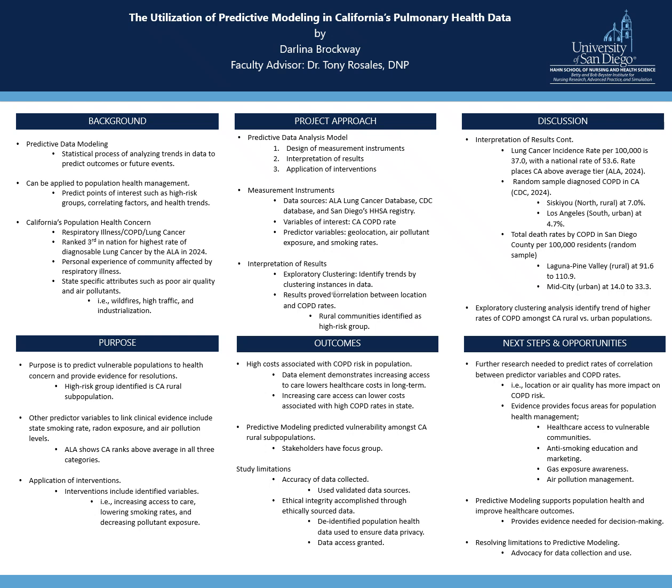Predictive data modeling can be applied to managing population health issues. For example, California's population health concern includes respiratory illness such as chronic obstructive pulmonary disease and lung cancer. According to the ALA, California is ranked third in the nation for highest rate of lung cancers, and this could be attributed to factors such as poor air quality and air pollutants.